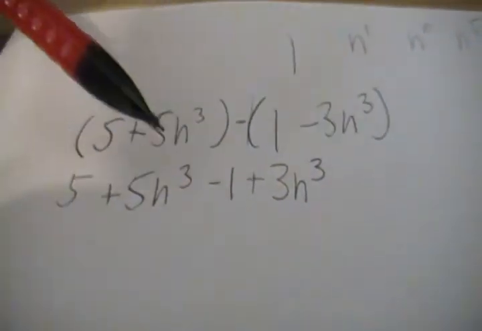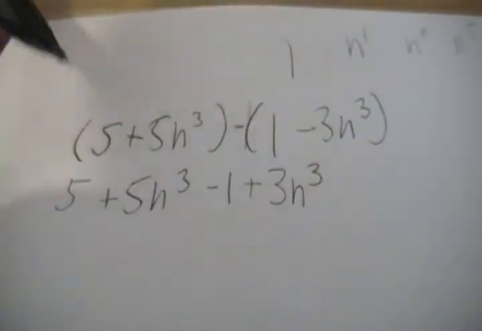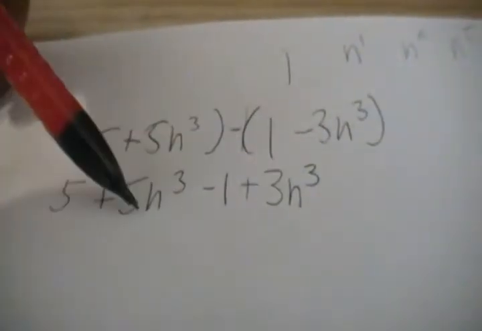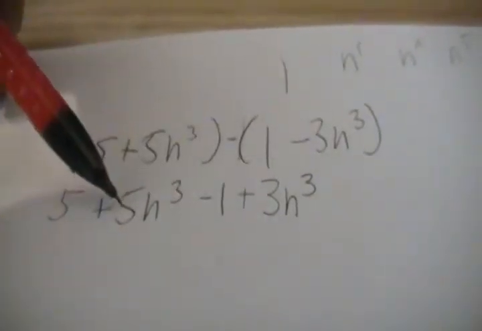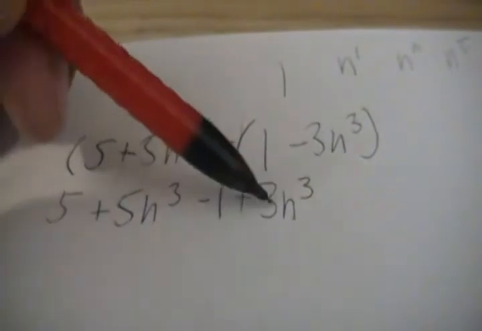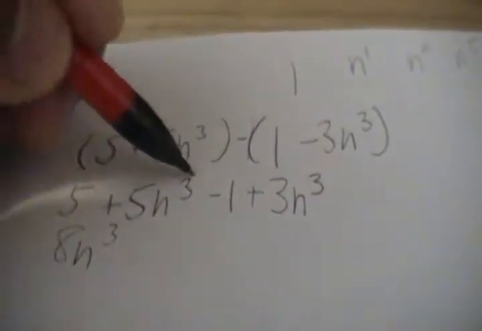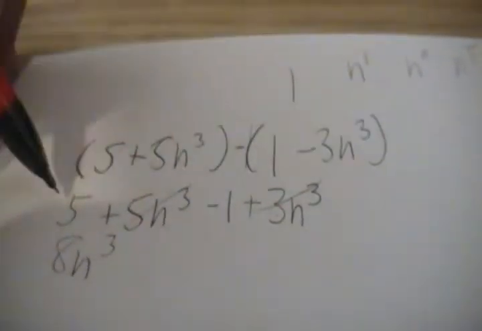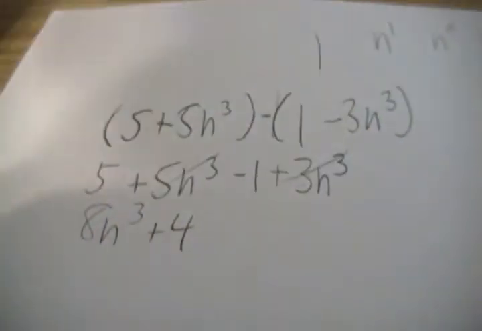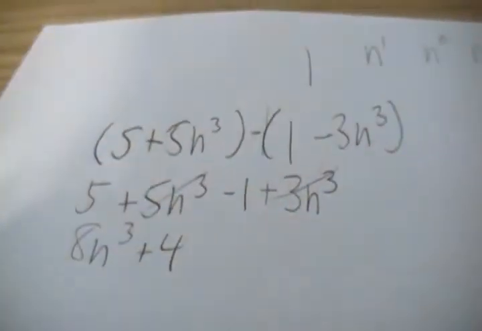Okay, so now what you have to do is combine like terms. So n cubed and n cubed are like terms, so you can combine these two together. The way to do that is just add the coefficients together. So 5 plus 3 is 8n cubed. Okay, and we have 5 and minus 1. So 5 minus 1 is plus 4. It's as simple as that. Let's try a couple more.